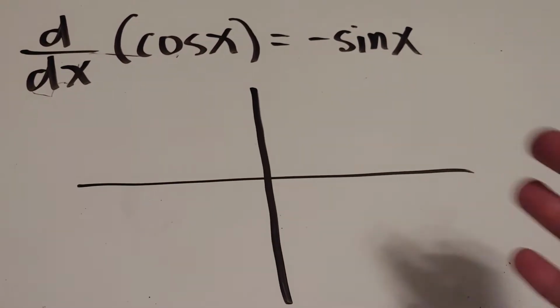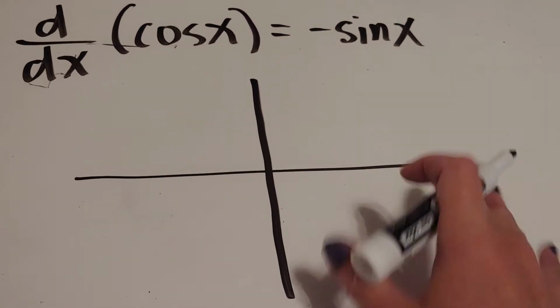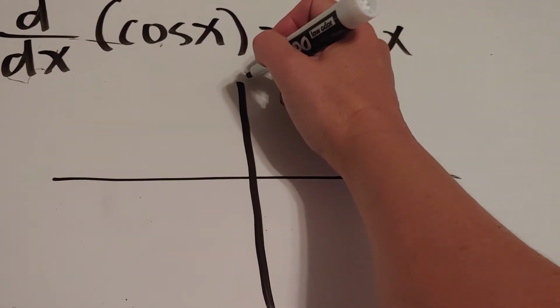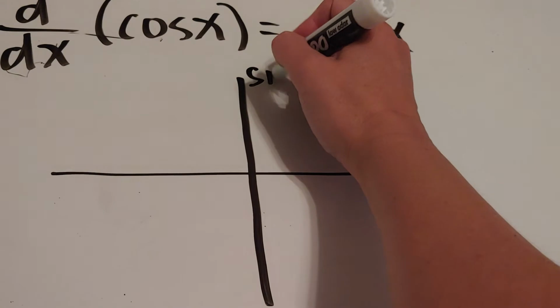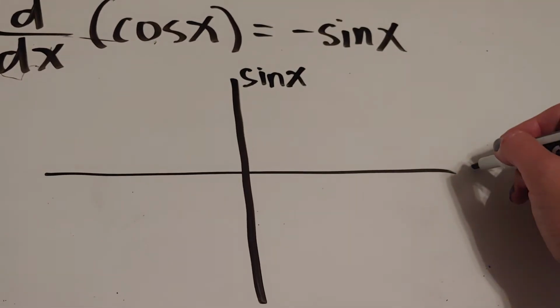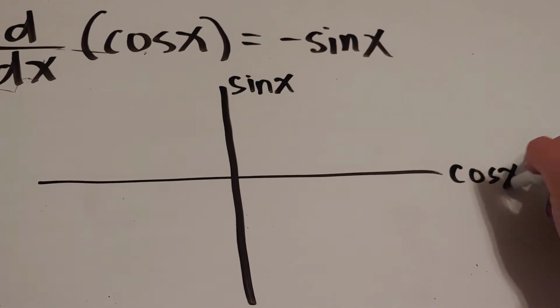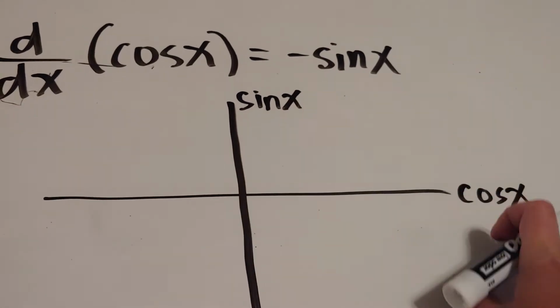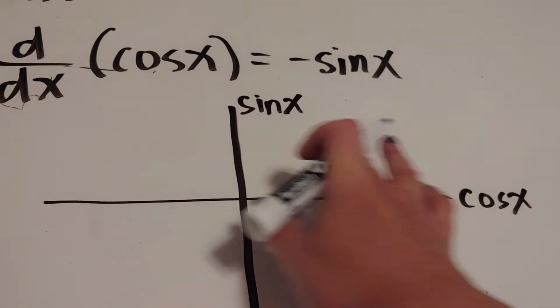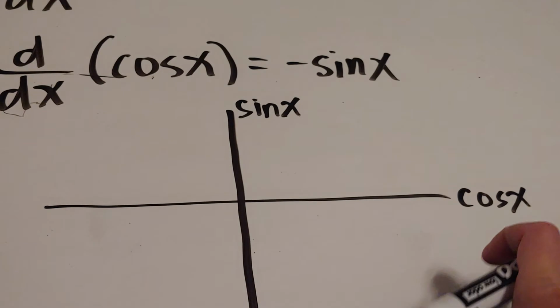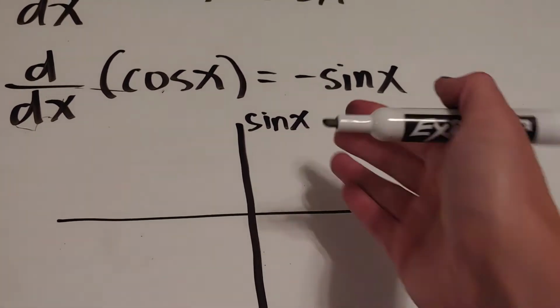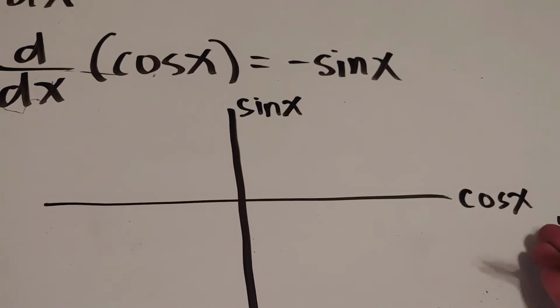So if you are a unit circle fan, then you know that the y is the sine and the x is the cosine. Now, typically we write sine theta, cosine theta, but I'm just going to write sine x, cosine x, okay? But I could write sine theta and cosine theta. All right, so positive y is sine, positive x is cosine.